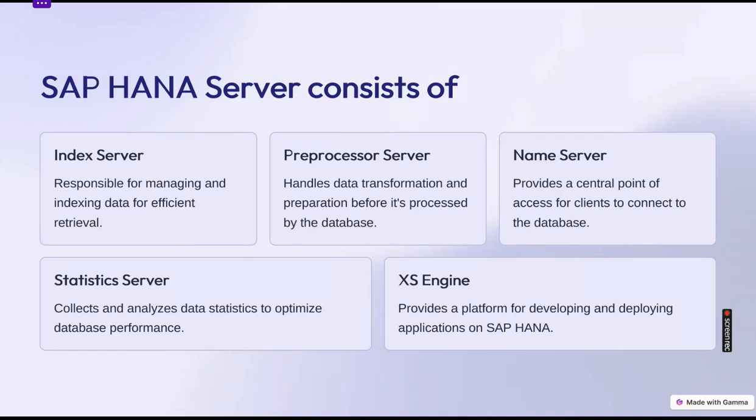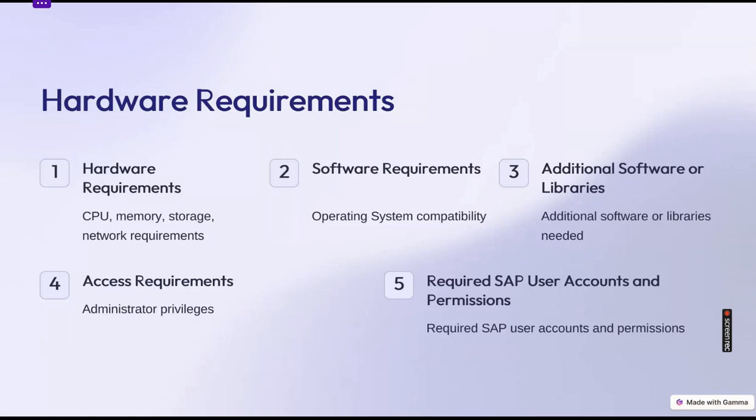So now we will discuss the hardware requirements. Hardware requirements in our SAP HANA. In hardware we mainly use CPU, memory, storage, network. These things we use. CPU minimum 8 GB, 16 GB. Memory depends on the client.